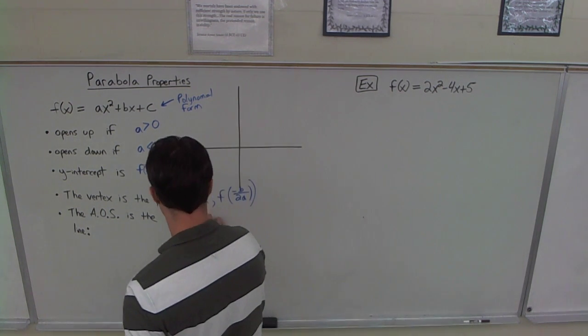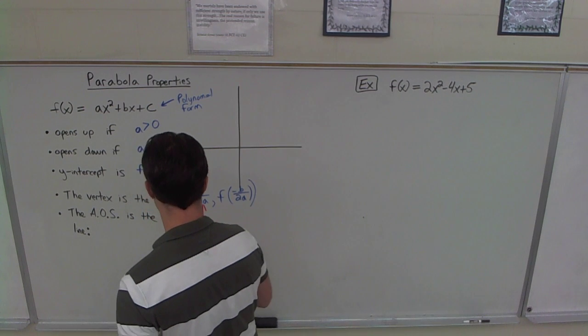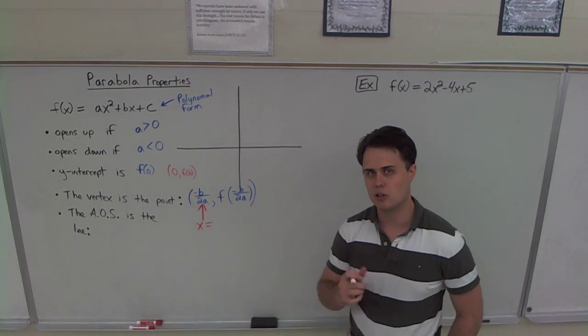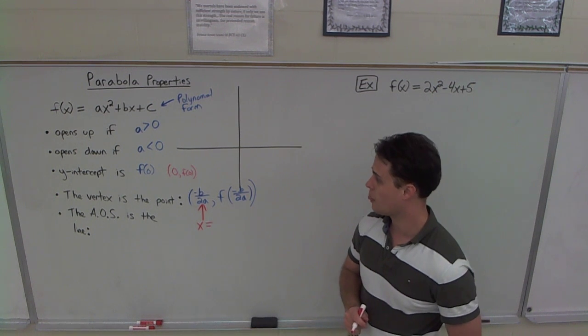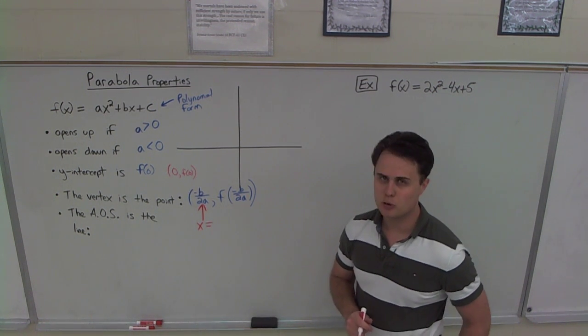So, key is to remember here that x equals negative b over 2a. Where does that come from? If you don't remember from Algebra 1, I'll be showing you in a lesson or two down the road. The axis of symmetry is going to go through that same spot.